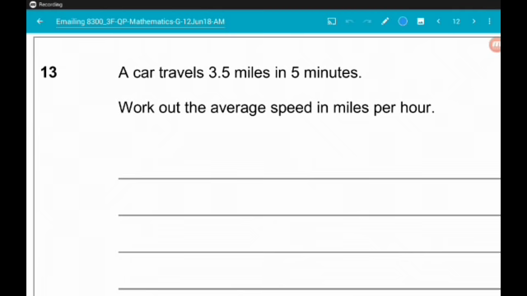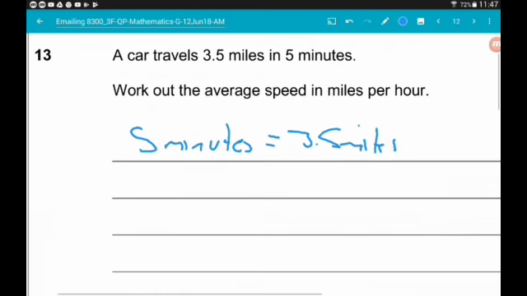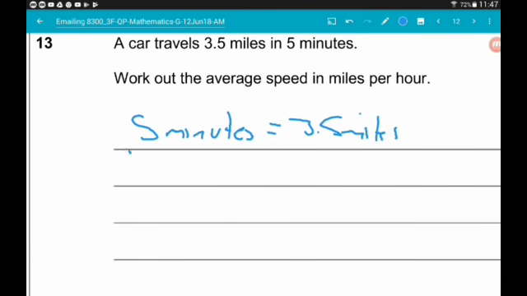In 13, a car travels 3.5 miles in 5 minutes. We want to work out the average speed in miles per hour. So, if it goes, let's say 5 minutes, it goes 3.5 miles. Remember, there are 60 minutes in an hour. So we could then go, well, every 10 minutes.